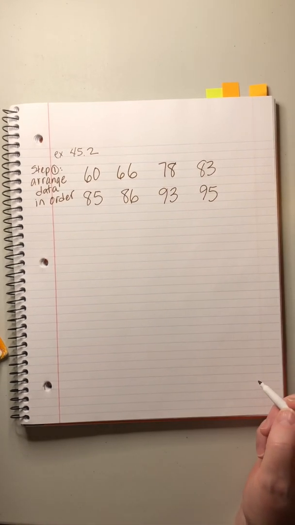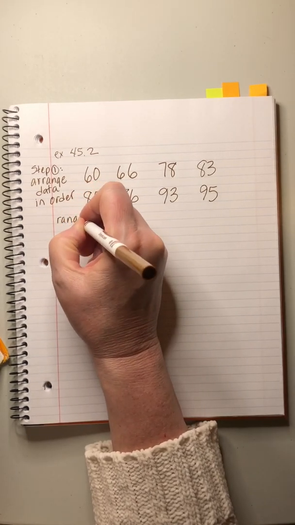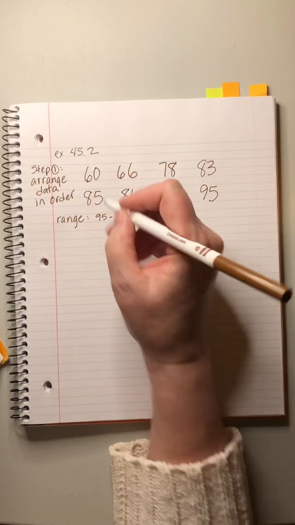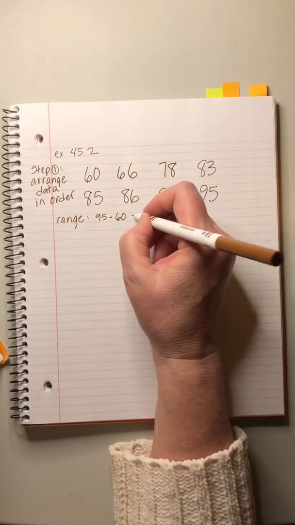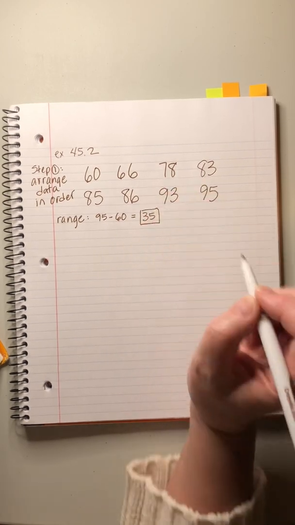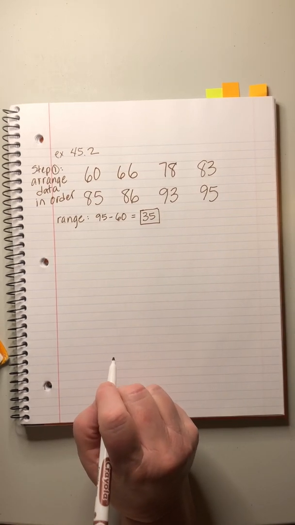Okay, 8 scores. They were the scores on the test. All right. And so we're supposed to find all 4 things. So first we start with the range. And for that one, we take the highest score and we subtract the lowest score. That is 35 points, okay?